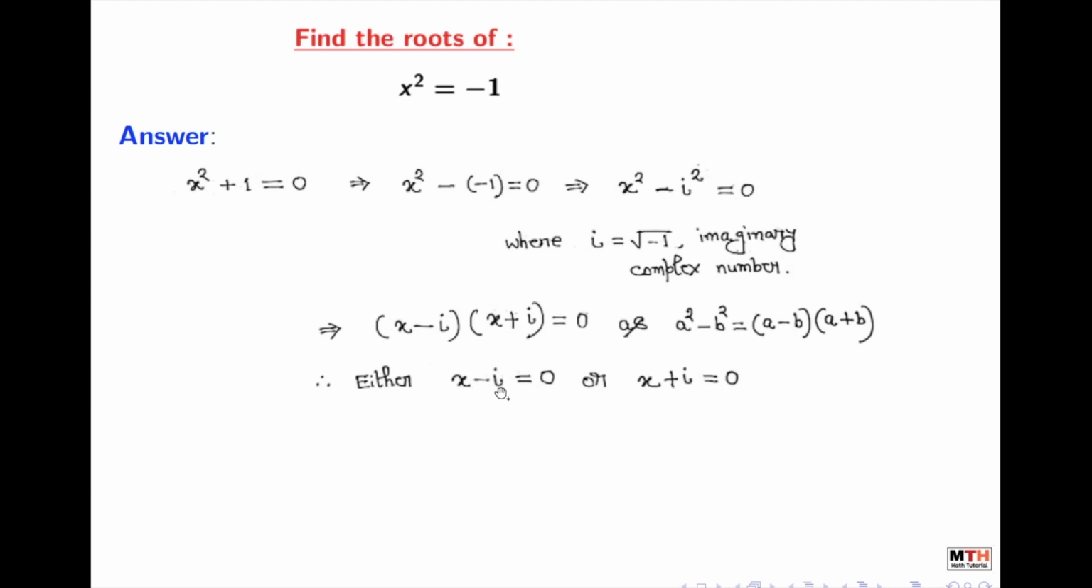And if x minus i is equal to 0, then the value of x will be i. And if x plus i is equal to 0, then the value of x will be minus i. So we get the value of x is equal to i and minus i. And these are the complex roots.